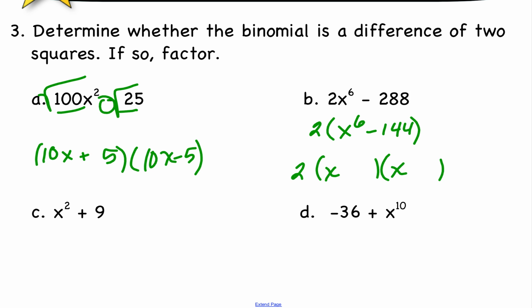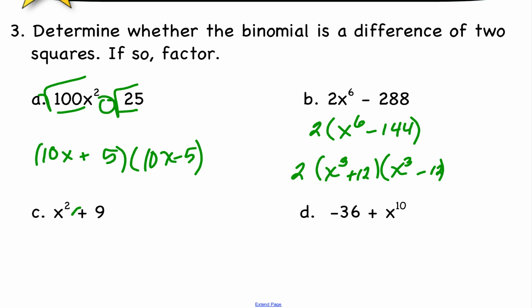So what would the exponent be? What do you think the exponent is going to be here? If we took the square root, we end up taking this exponent divided by 2, which would be an x to the third power. And then the square root of 144 is 12. So we're going to have a plus 12 and a minus 12 in our factors.